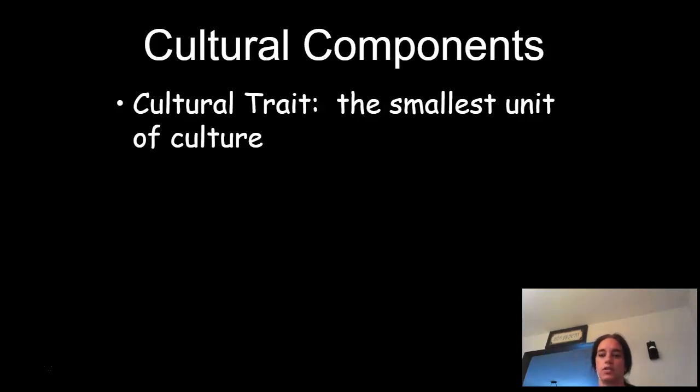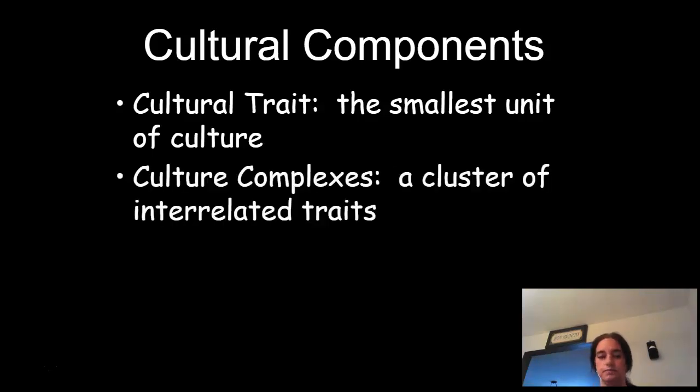So if you're looking at school as an example here, each individual pencil, each individual pen, each individual PowerPoint, each individual piece of paper, each individual book, those are cultural traits. Cultural complexes are a cluster of interrelated traits. For example, for a football game, you need the ball, the helmets, the pads, the rules, etc. Each of those individual traits make up a cultural complex.